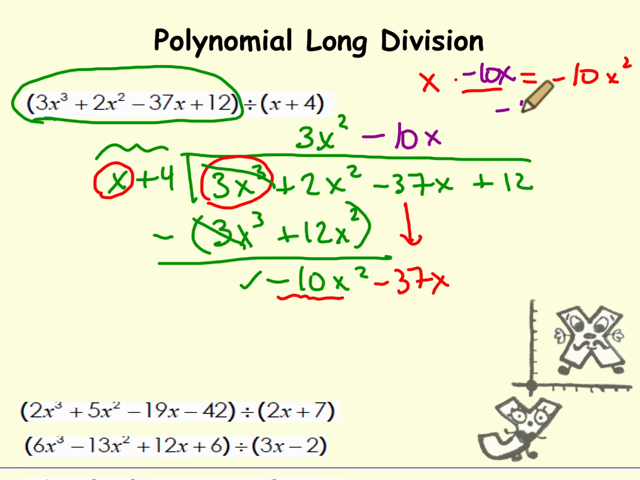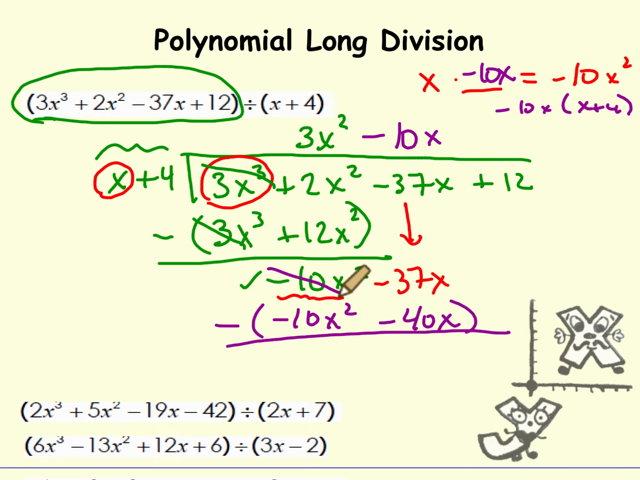So now I'm going to take negative 10x, and I'm going to multiply it by x plus 4. So I get negative 10 times x is negative 10x squared, and those should be a perfect match. And negative 10x times 4 is negative 40x. So now I'm going to subtract. Negative 10 minus negative 10 makes 0. Negative 37 minus negative 40, really remember it's plus 40. So I get 3x, and now I'm ready to bring down plus 12.